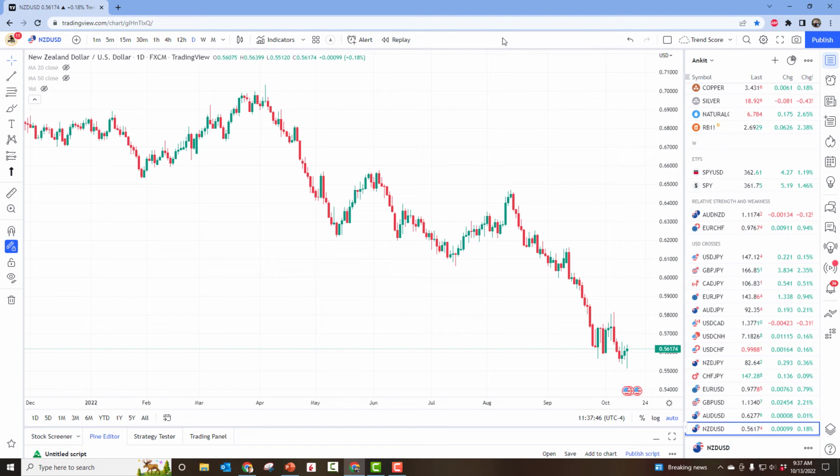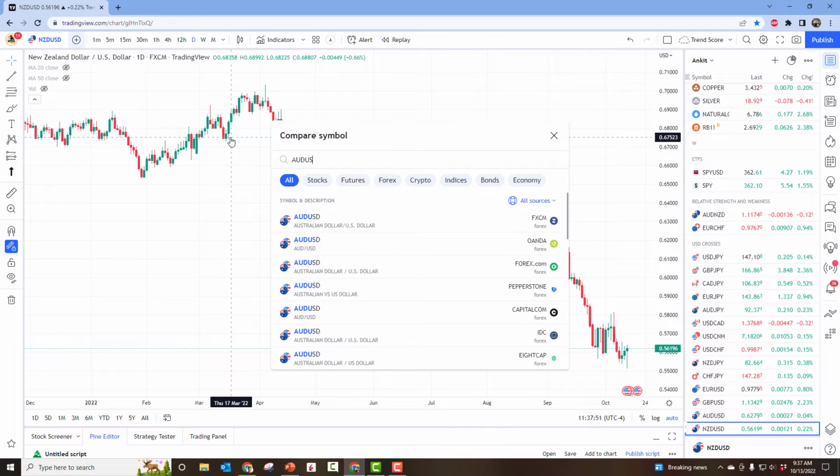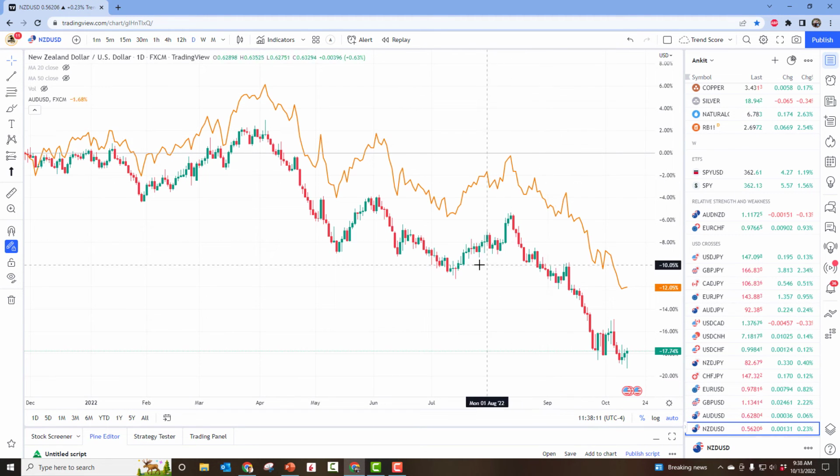Here we have the Kiwi dollar. Now, I'm just going to add in the Aussie dollar. So if we're looking at the Kiwi dollar against the Aussie dollar, the dollar is going to pretty much cancel itself out. So this means we're really taking a look at the Australian dollar against the New Zealand dollar. Now, the candlestick chart is the Kiwi and the line chart is the Aussie. Take a look at this correlation between the two.